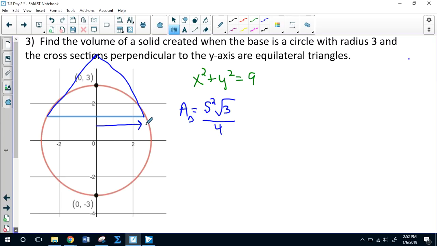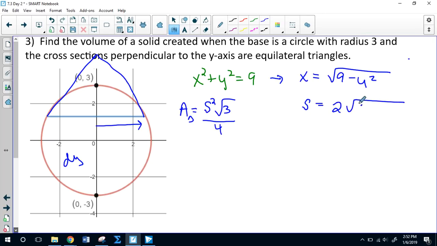So I'm going to write that actually in terms of y, because this is a dy problem again, and then substitute that in here to find the area. So this is going to become x equals the square root of 9 minus y squared. Again, that's only half of the side. So the whole entire side will be 2 times the square root of 9 minus y squared.